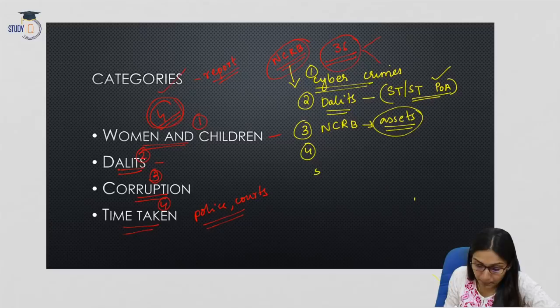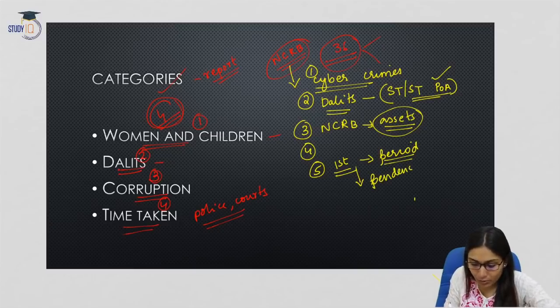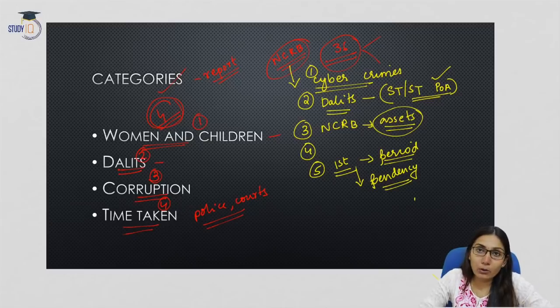And another important one introduced this year: for the first time the NCRB has dealt with pendency of cases. For the first time the Crime Records Bureau has dealt with the period of pendency of cases. So this is not just about pendency but also the period of pendency, that is for how long a case is pending with the court or with the police. This is very significant because in India a major issue is delayed justice.